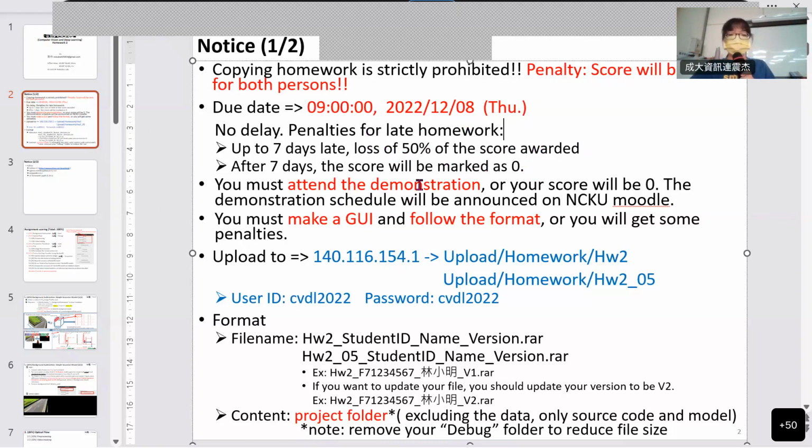And you must attend the demonstration or your score will be 0. And you must make a GUI and follow the format or you will get some penalties. Please upload your homework 2 to FTP.